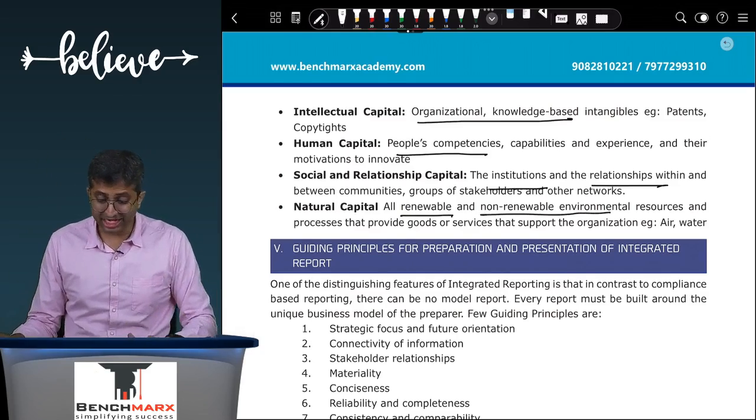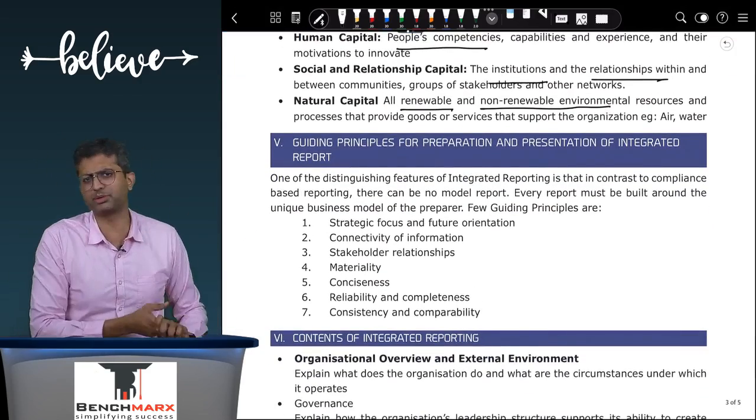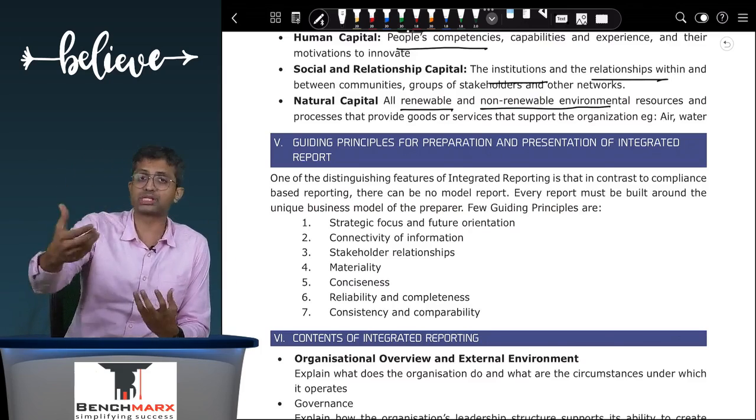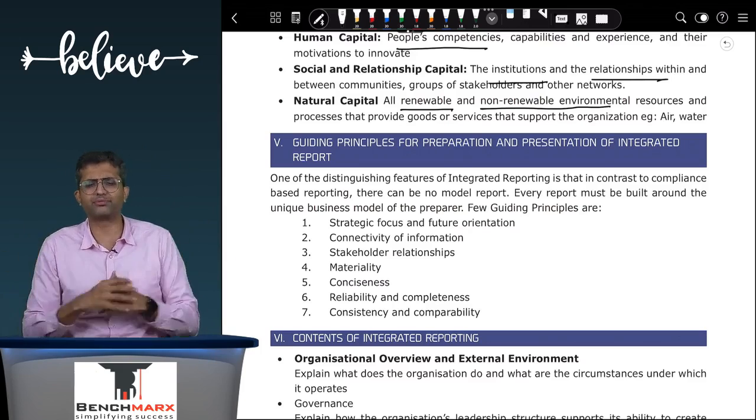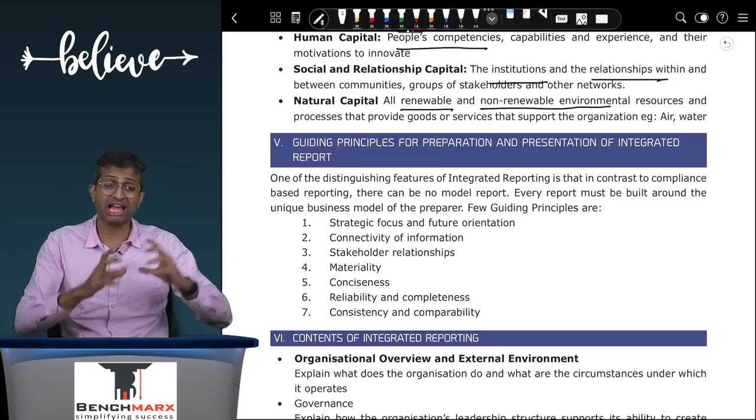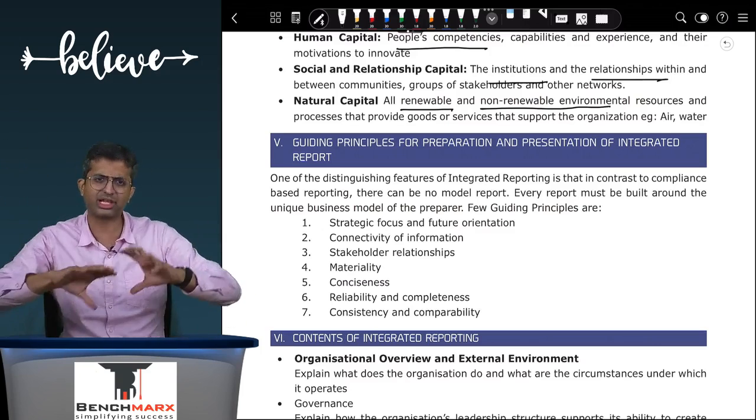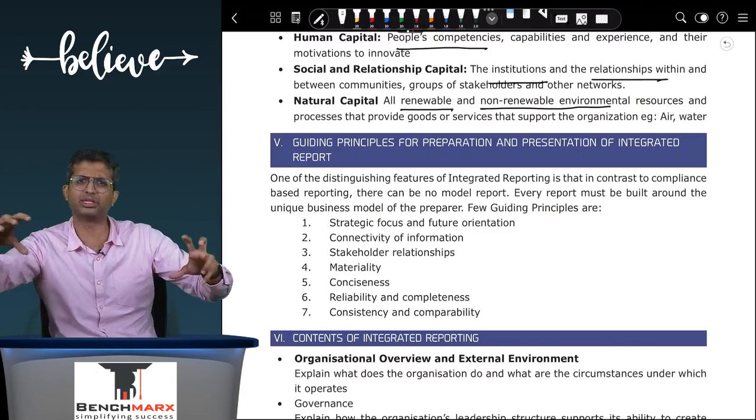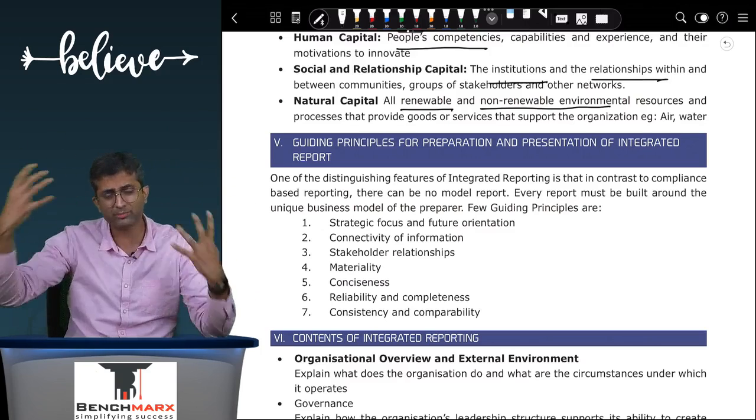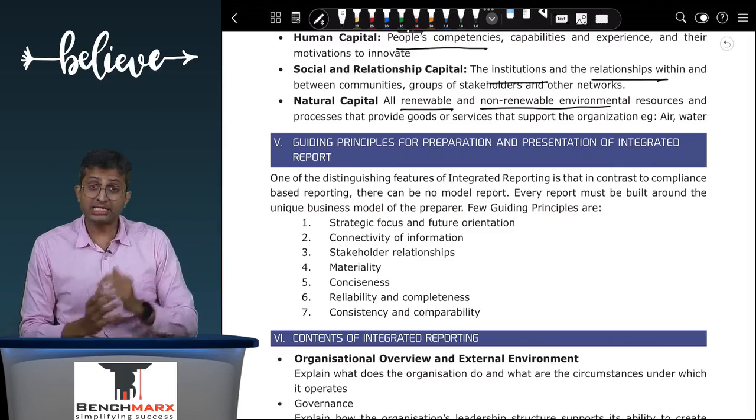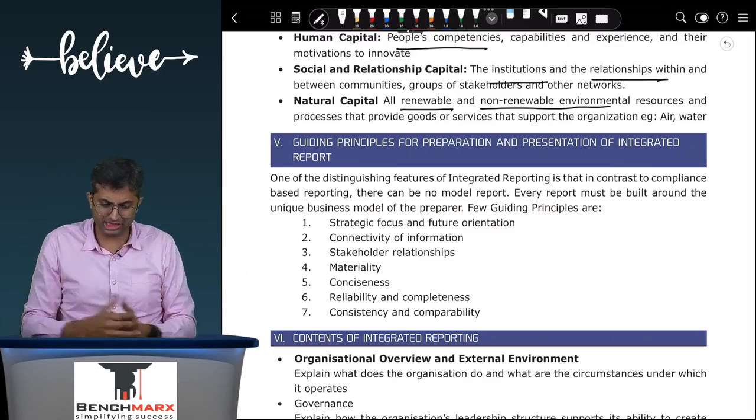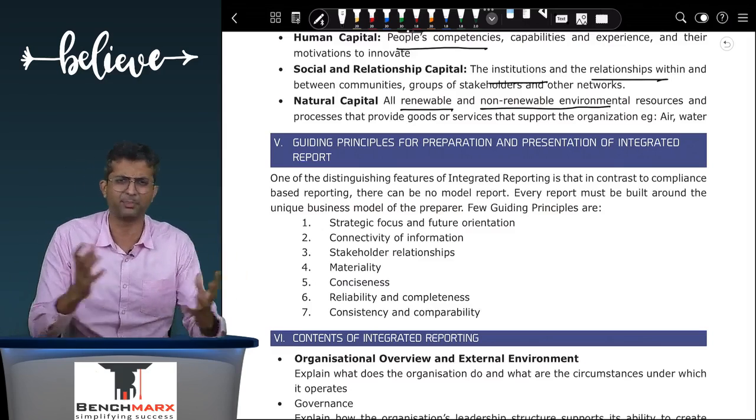Now, what are the guiding principles? As we said, it's a principle based framework. You need to have a strategic focus when you're giving information. You don't just give information for the purpose of dumping out a report. It has to have a strategic focus. There has to be connectivity. Even if you look at Reliance reports, you will see connectivity, where they show what the inputs are, what the processes used are, what the outcome is. Stakeholder relationships have to be displayed. Then materiality, conciseness, reliability, consistency, and comparability, etc.